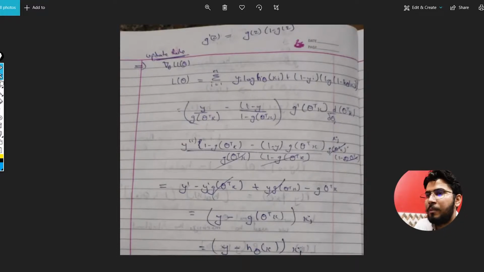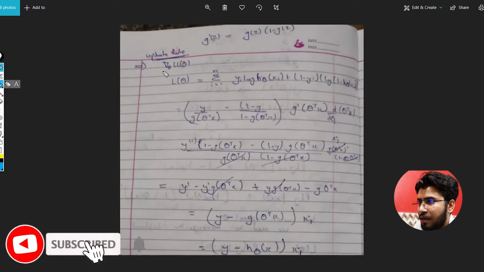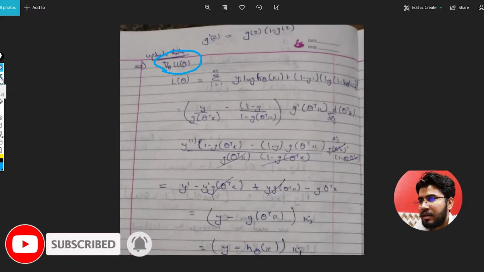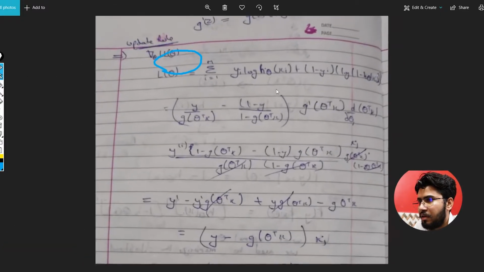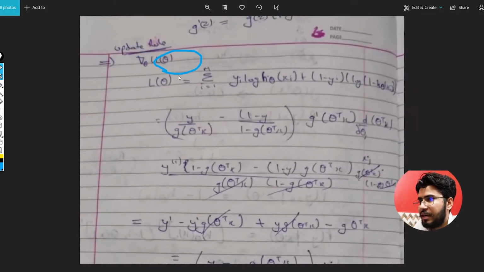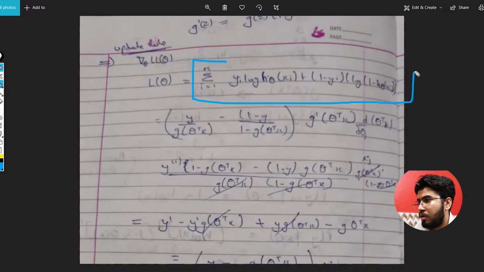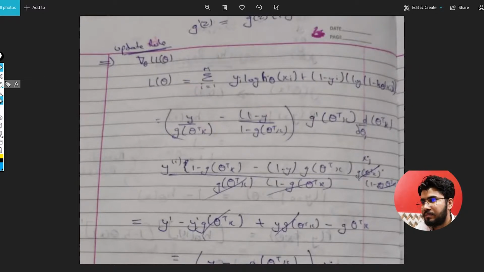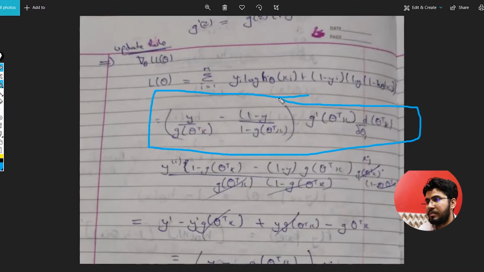Okay guys, so this is the update rule basically, and what we are doing is finding the derivative of our log likelihood. This was our log likelihood function, or our cost function, that we derived in the last part. So we are going to apply the differentiation here, and after applying the differentiation it is going to generate a result like this. Let me explain how it is going to generate it.